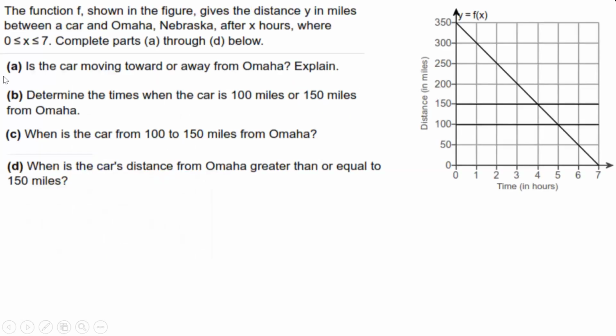All right, what about this one? The function f shown in the figure gives the distance y in miles between a car and Omaha, Nebraska after x hours, where x is going to be between 0 and 7. And we're supposed to complete these parts. So it looks like at time 0, we're 350 miles away, and at 7 hours, we must be in Nebraska, in Omaha. Okay, so is the car moving toward or away from Omaha?